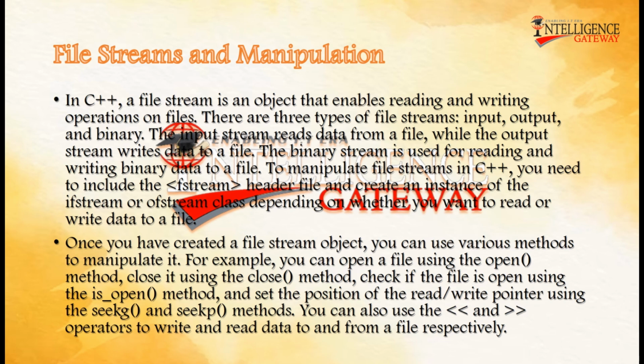Once you have created a file stream object, you can use various methods to manipulate it. For example, you can open a file using the open method, close it using the close method, check if the file is open using the is_open method, and set the position of the read or write pointer using the seekg and seekp methods.